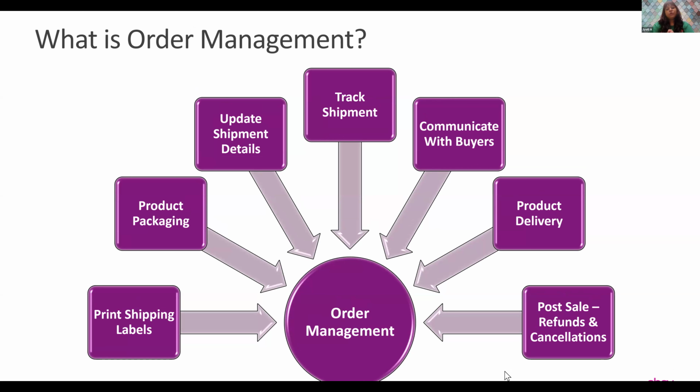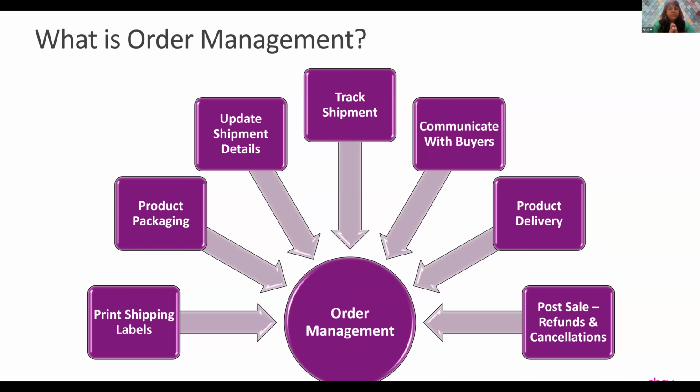So, when we talk about order management, it includes these points such as print shipping labels, product packaging, updating shipping and tracking details, track shipment, communicate with buyers, product delivery, and last but not the least, post sale refund and cancellation. Let's talk about each of these steps a little bit in detail.